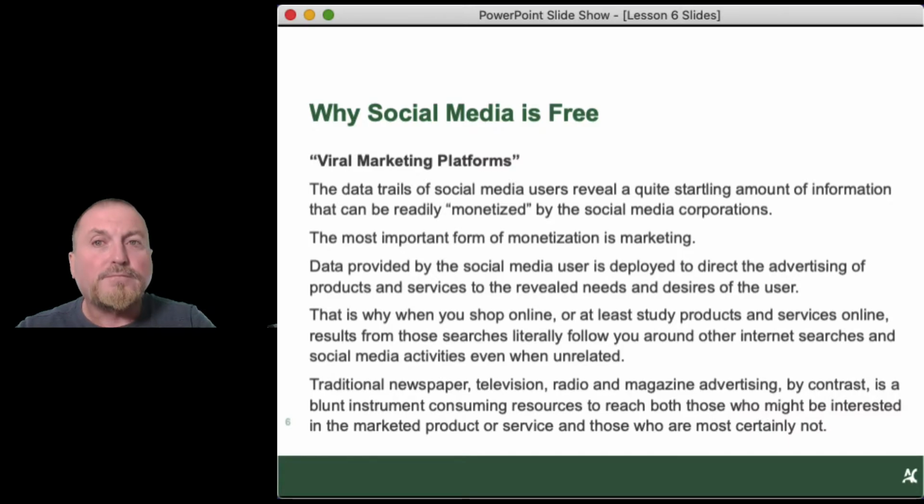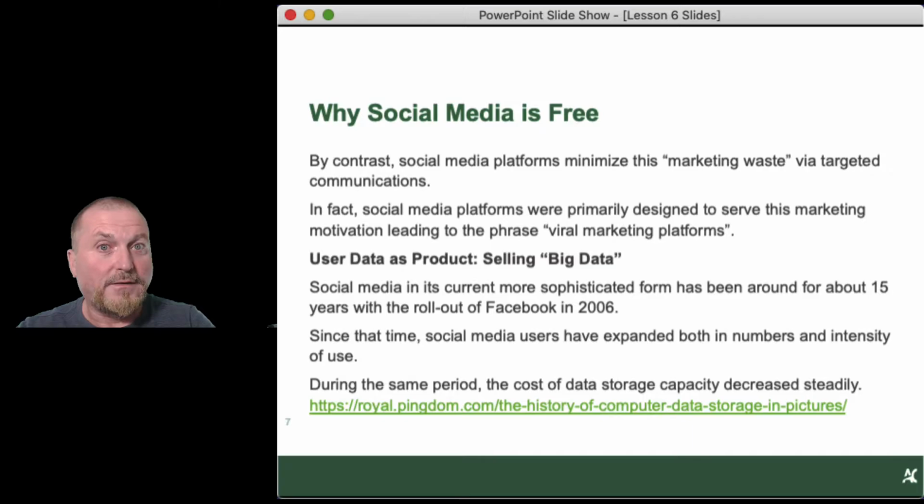How do we know that? Because the social media companies have been monitoring you in your use of social media and the internet generally, okay? So this is why social media can be quote unquote free, right? They add a tremendous value to marketing, and that's why we call them viral marketing platforms, okay? And they were primarily designed for marketing. Let's not kid ourselves, right?